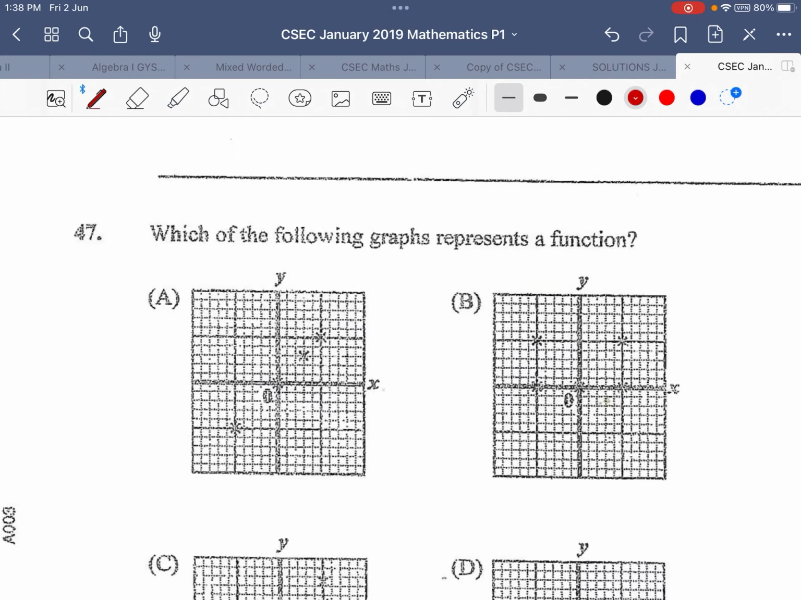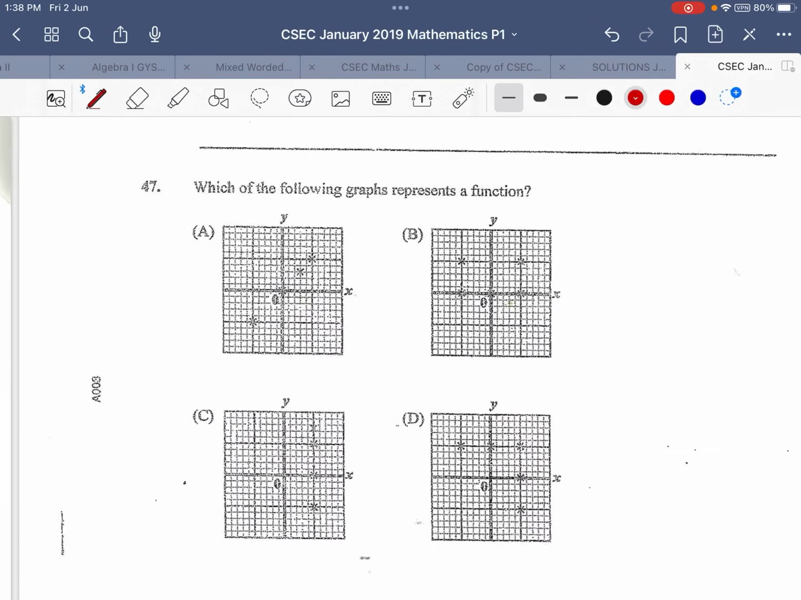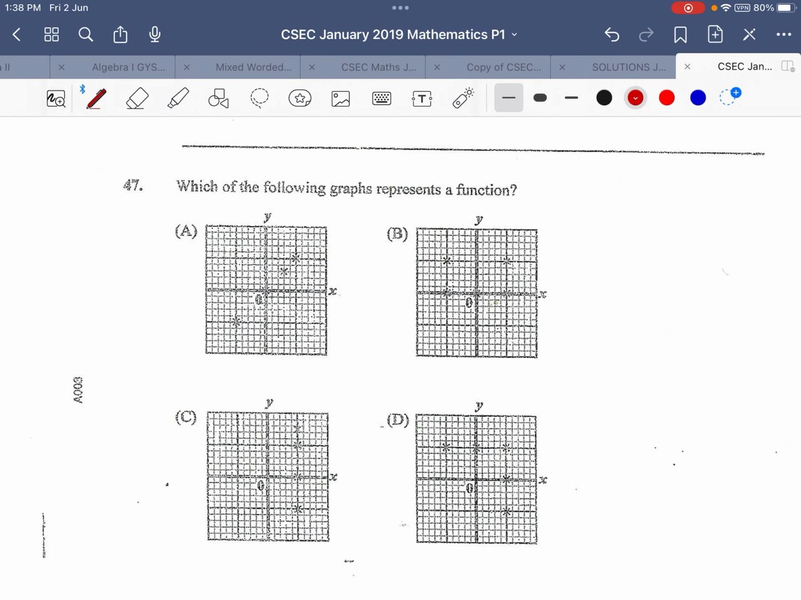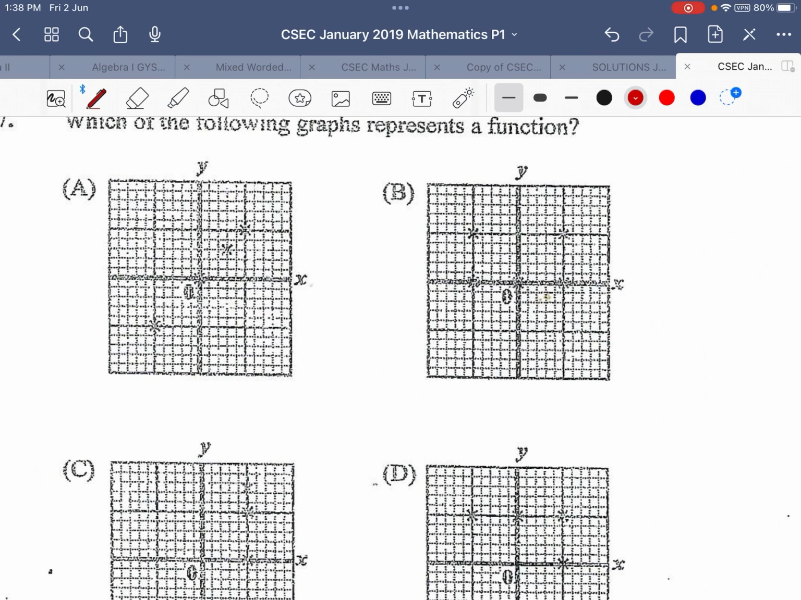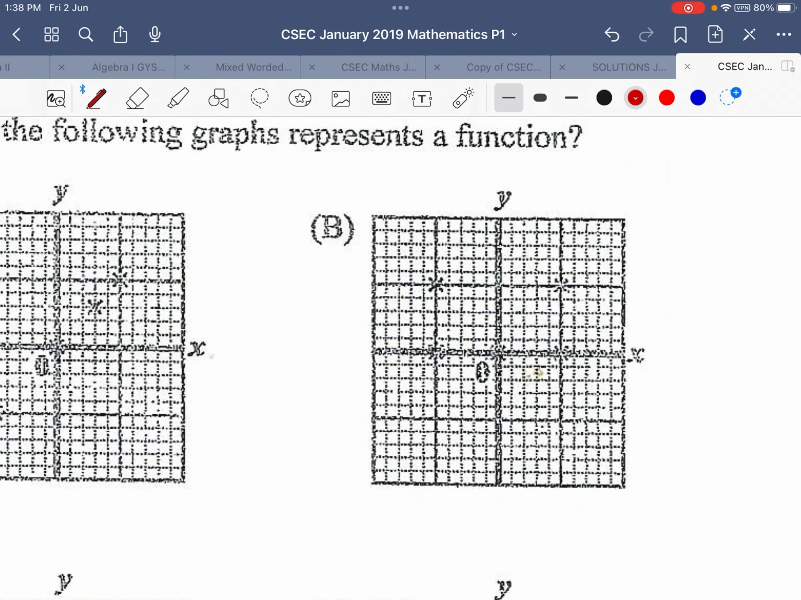Okay, 47. Which of the following graphs represents a function? So a function has to be one-to-one or many-to-one. It cannot be one-to-many, right? Which means that we cannot have multiple y values for the same x value, which we see here.